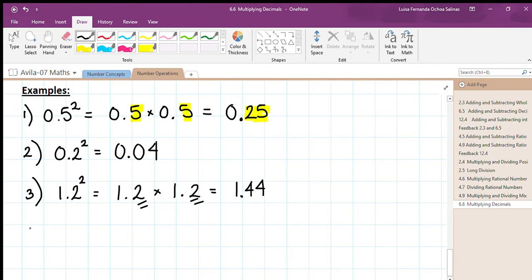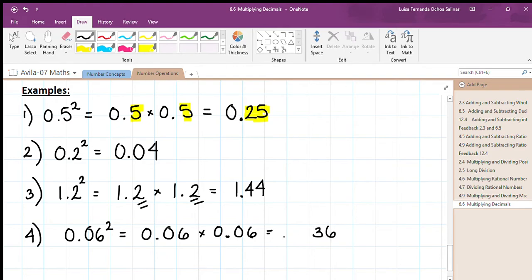Let's do the last example of this section. 6 hundredths squared. So what is going to be the answer? I know that 6 times 6 is going to be equal to 36. But how many decimal places do I need? I need 4. So it has to be 0.0036, with 4 decimal places in my answer.